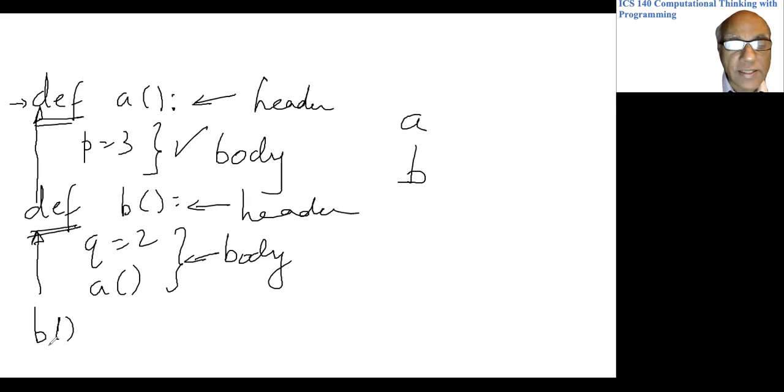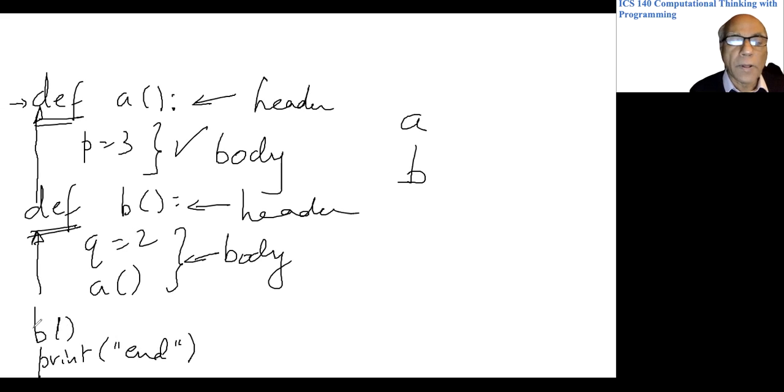Then it looks at this and it says B parentheses. The parentheses tell Python that this function B should be called. So Python, let me put one more statement here, a print statement, end. So this makes Python go here, execute the statements here. It creates a variable called Q, gives it the value 2.